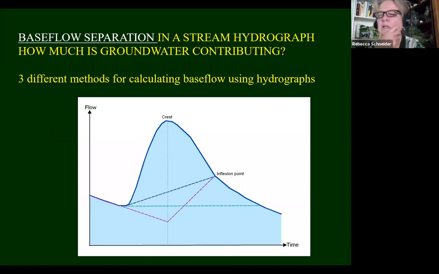How much of the flow that's in the stream is due to groundwater? And that's a really important question. So there are various methods for figuring that out. One that's very often used is to take the hydrograph and quantitatively separate out the part that is due to runoff, and that's what these different lines are in this hydrograph, and there's conversations about which line you use. All the water above the line is due to the runoff, and all the water below the line is due to groundwater, and you add up the volumes of water for each unit of time.